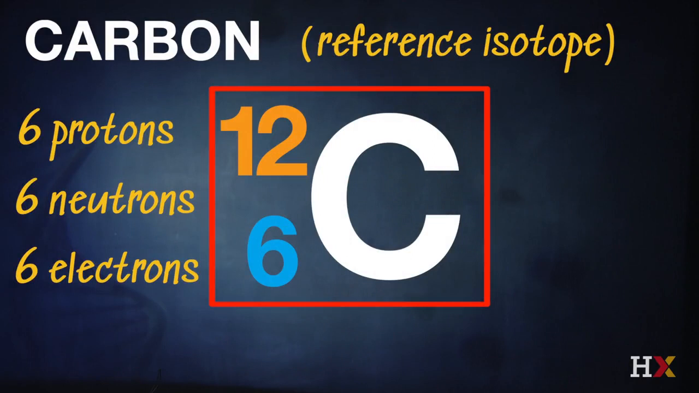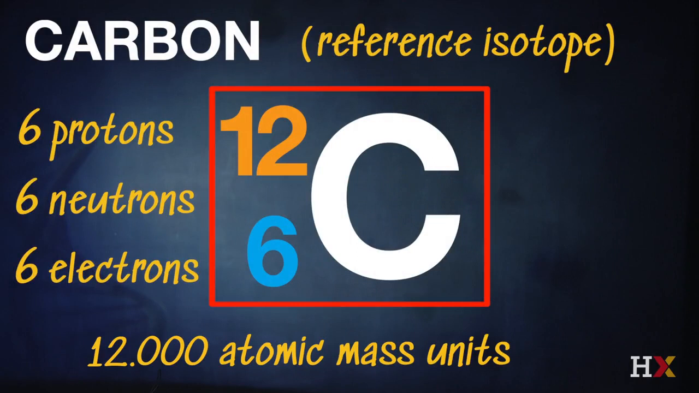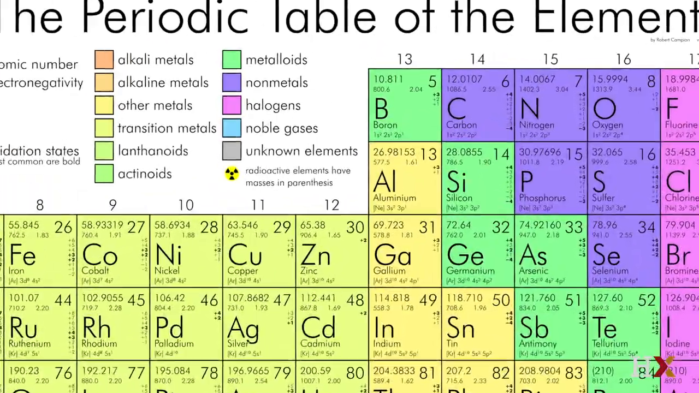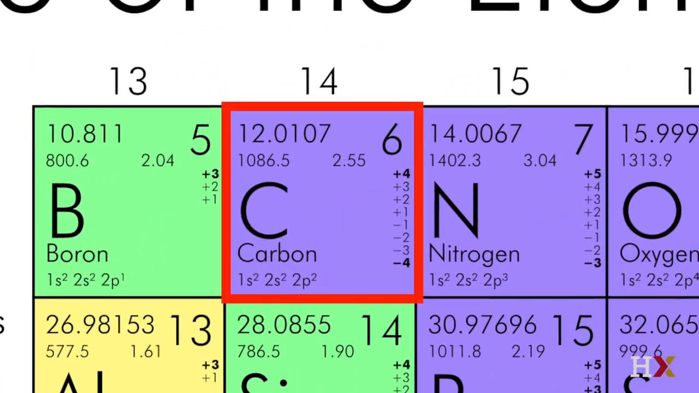But this international agreement of carbon-12 taken as the reference isotope means that we've defined a mass of 12.000 atomic mass units, or AMU, for carbon-12. So let's focus in on carbon right here. And we notice that the mass represented in that periodic table is not 12.000, but 12.01.